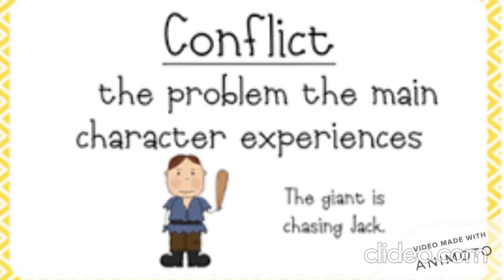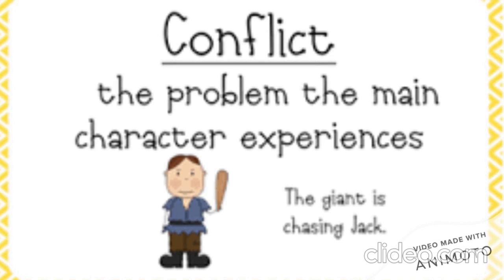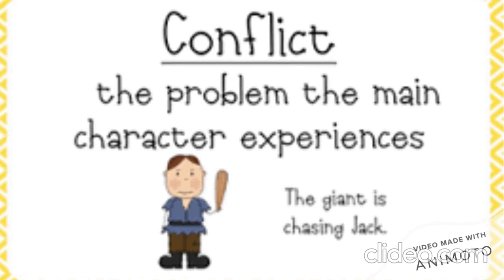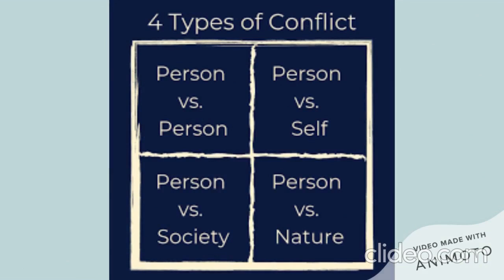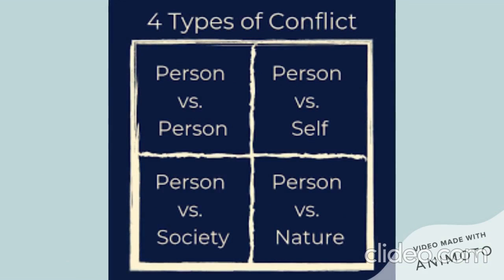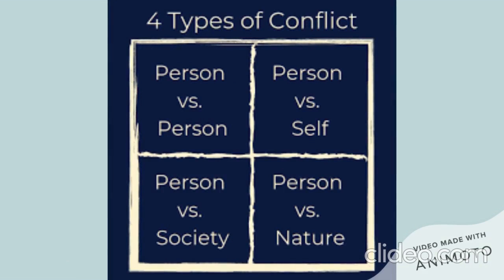So there are four types of conflicts. The first one is person versus person, then person versus self, person versus society, and person versus nature.